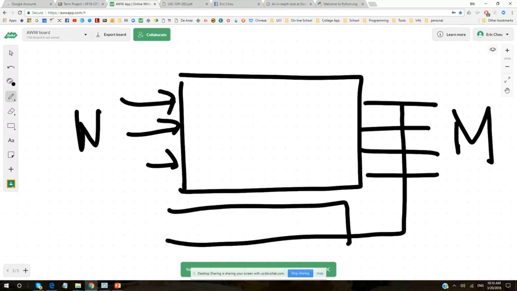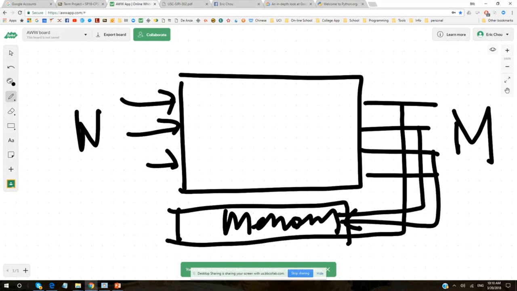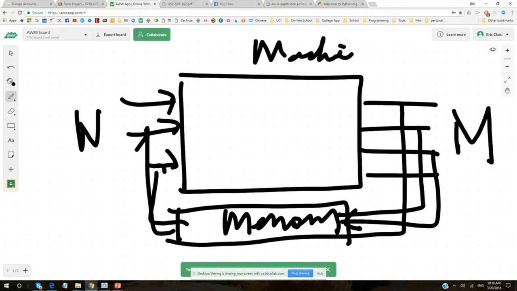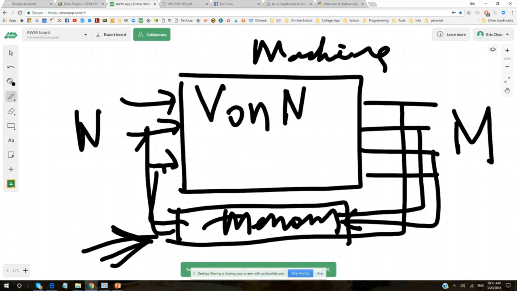I give this result to some memory, and then I feed it back to certain input. So this becomes a machine. And then we can add features into the memory, providing storage for the program, providing storage for the instructions and data. So this we call the Neumann model.